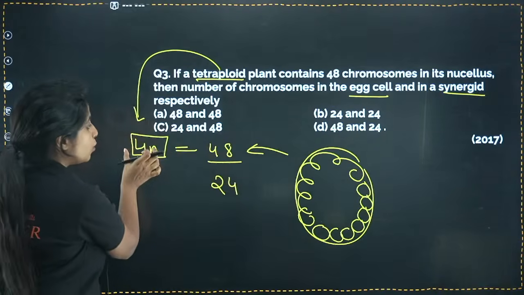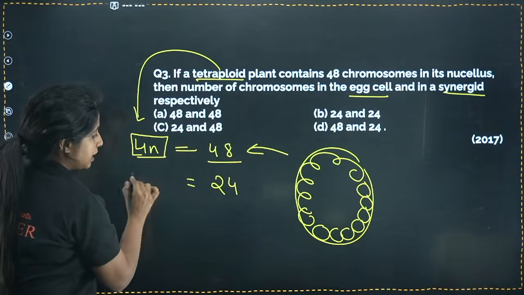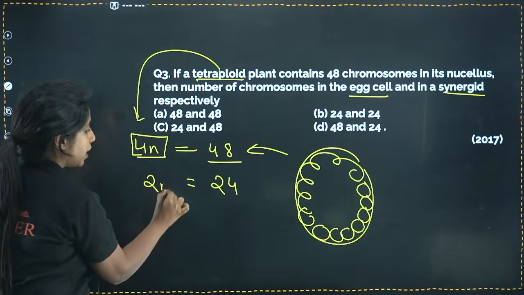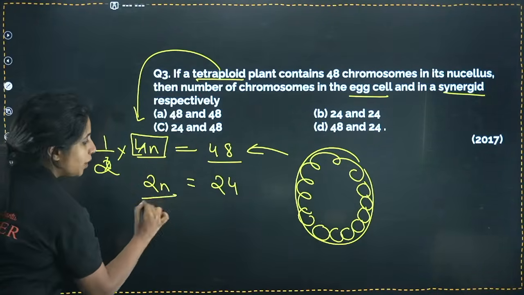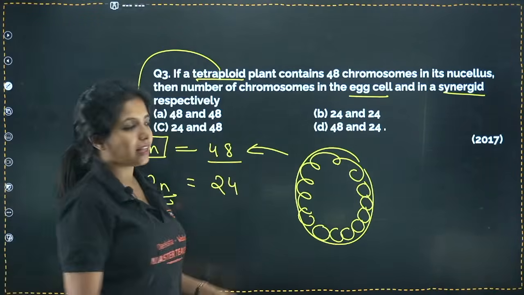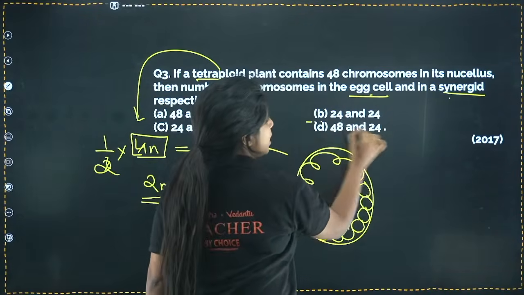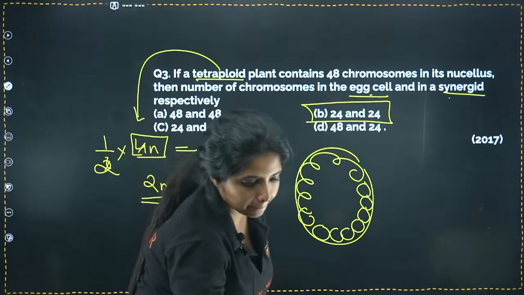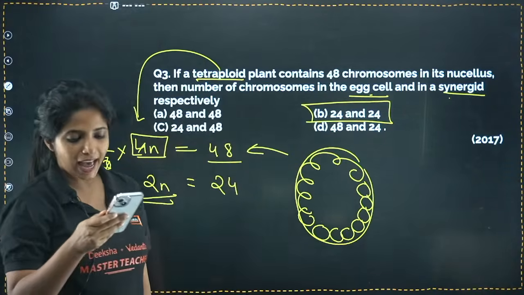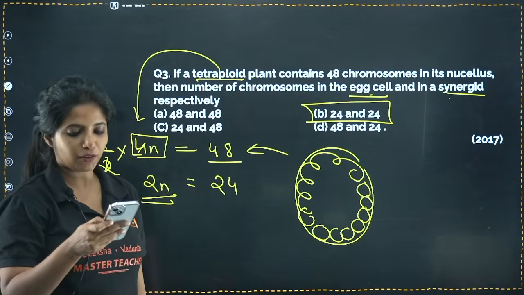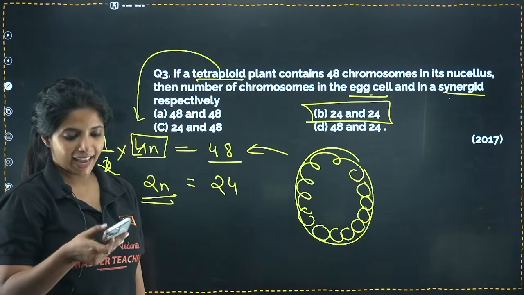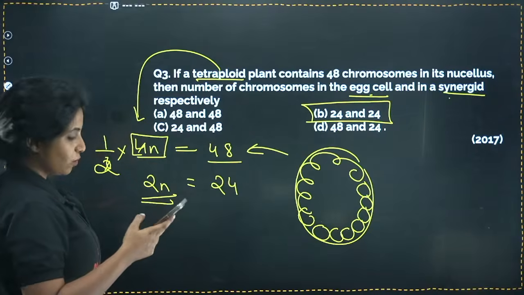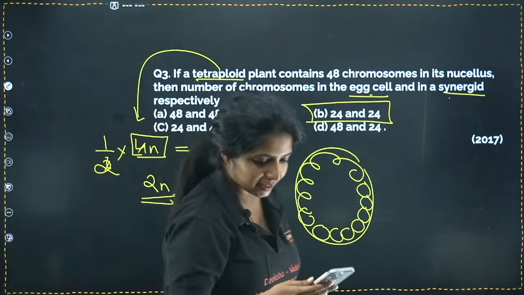So basically, if it was tetraploid over here, what is the condition over here? It becomes diploid, because half of 4n is equal to 2n. So 2n is equal to 24, and that is found in the egg and the synergid. So your answer for this question is going to be B. Malika and Dhanush gave me the answer for this particular question. Thank you, thank you, thank you. So shall we go ahead and solve the next question?